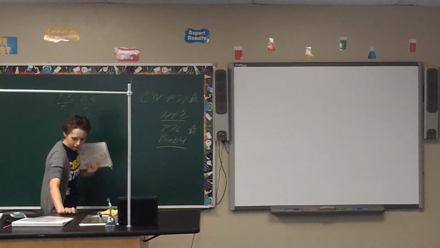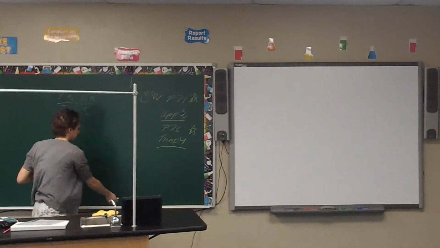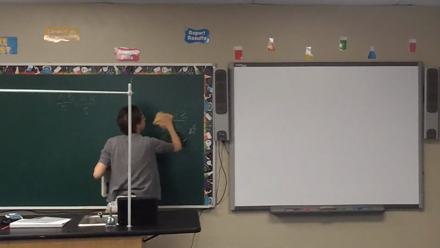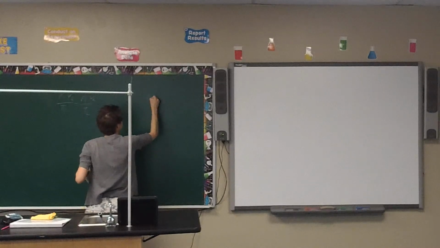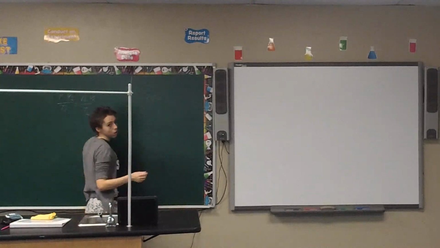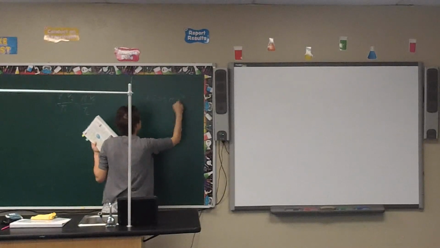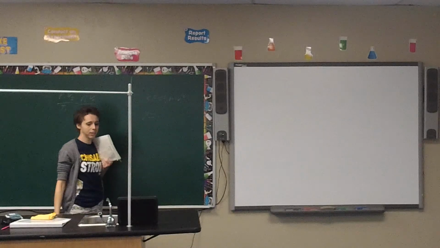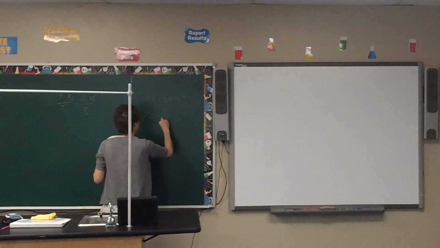Alright, what is the equation for kinetic energy? So KE equals 1/2 mv squared. So hopefully you recognize that. Alright, what's the equation for pressure? P equals force over area.